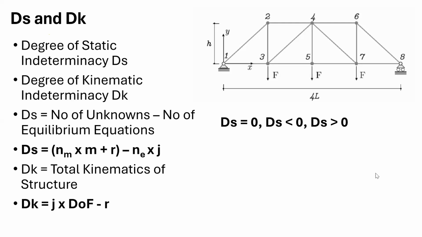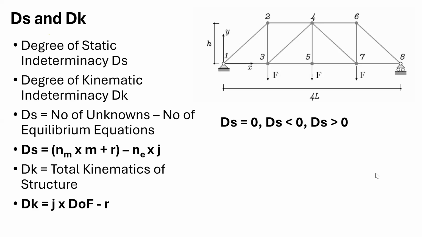Sometimes it also happens that ds is less than 0. What does that mean? Something is deficient. So this philosophy is applicable to all structures. I am not telling you it is applicable only to the truss. This is just an example of how to calculate ds. For the frame structure, we will also discuss how to calculate ds. So this is just the methodology to obtain the value of ds. ds means again the number of unknowns and the number of equilibrium equations.